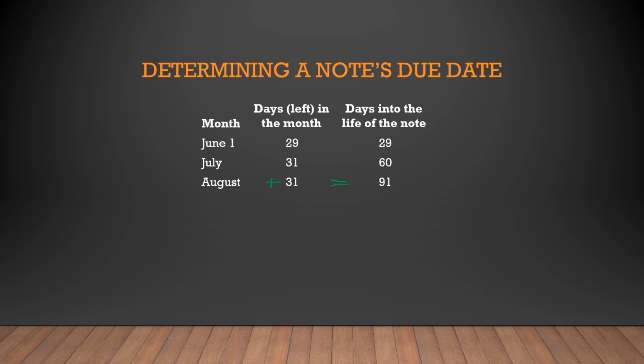However, the note was just for 90 days. So we only need 30 days in August to get to the maturity date. Consequently, this note will mature on August 30th. If you're wondering, yes, you probably need to refresh your memory on which months have how many days.